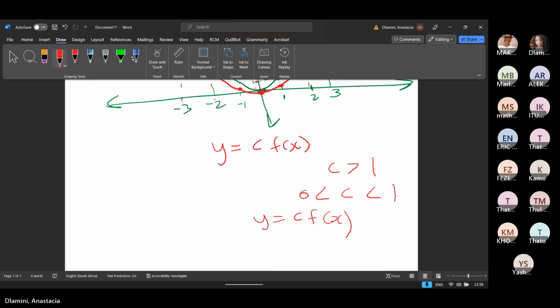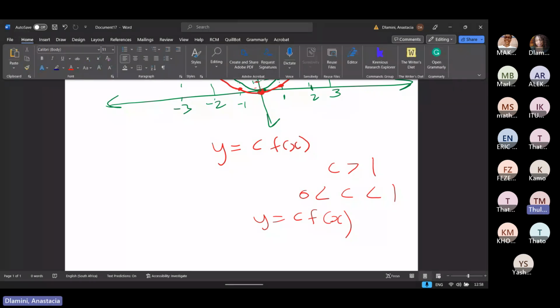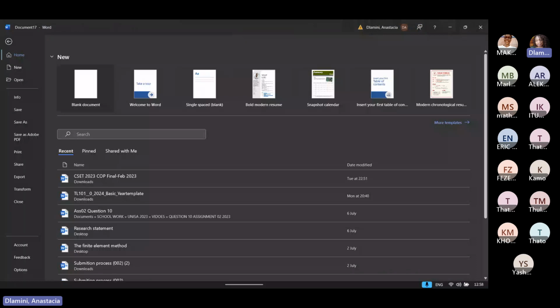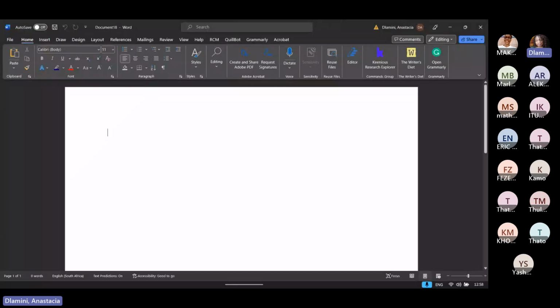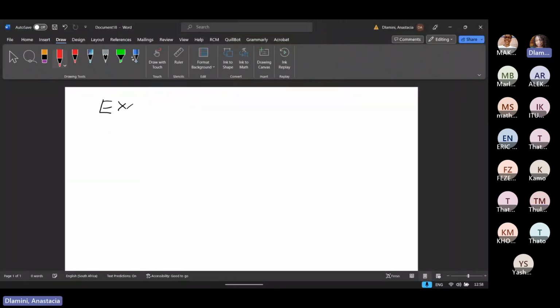Now, let's look at example 6. One of the homework tasks is to go and look at horizontal stretching and shrinking. Let me explain and draw this graph. I think we had enough for today. Example 6, they are combining everything that we did.